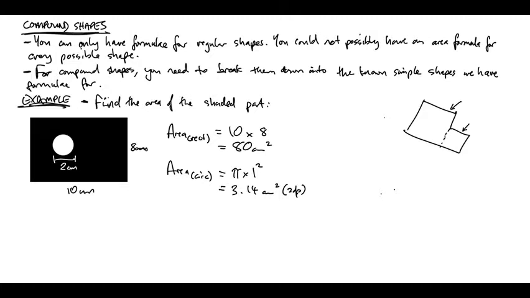Okay, and so now you just have to think, do I need to add these? Well, the circle is white, it's not shaded, so it's an absence of area, so it's actually going to be subtracted. So you would write for the answer area total of the whole compound shape. That's going to be 80 minus 3.14, and that is going to be 76.86 square centimeters to 2 decimal points.